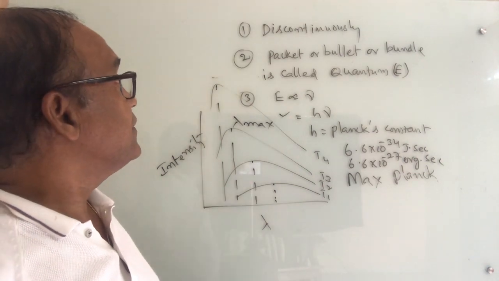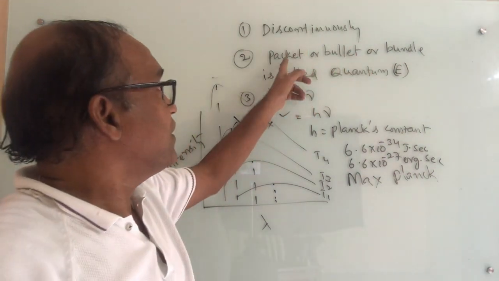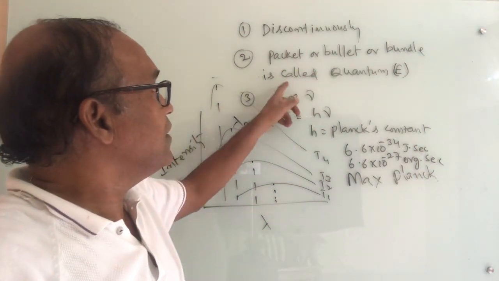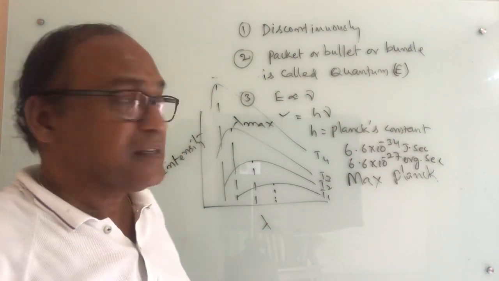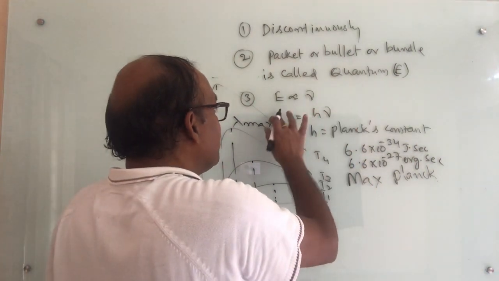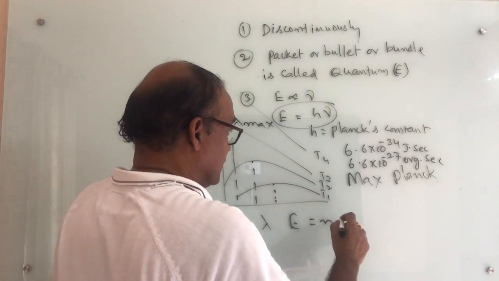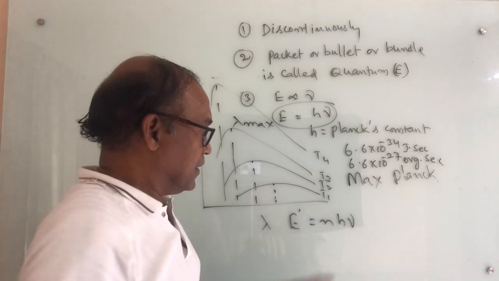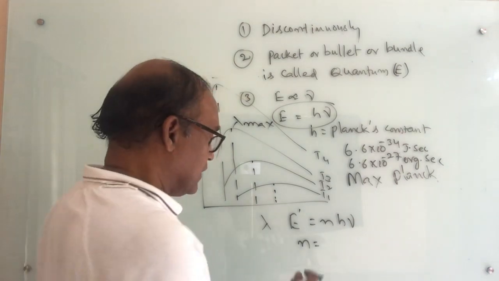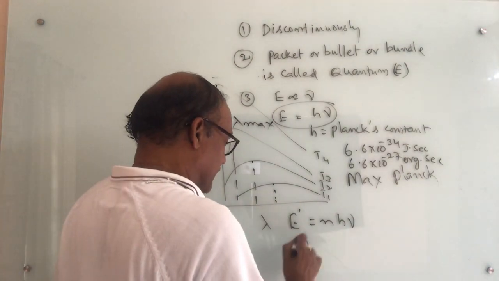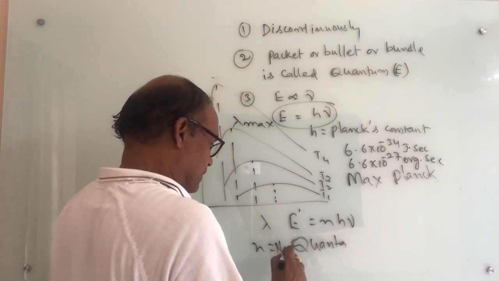With this idea, light energy is emitted discontinuously. Each discontinuous energy packet or bullet or bundle is called a quantum. Quantum energy is directly proportional to the frequency of light. This is the energy of one quantum. This is the energy of n quanta. The plural form of quantum is quanta. n is the number of quanta.